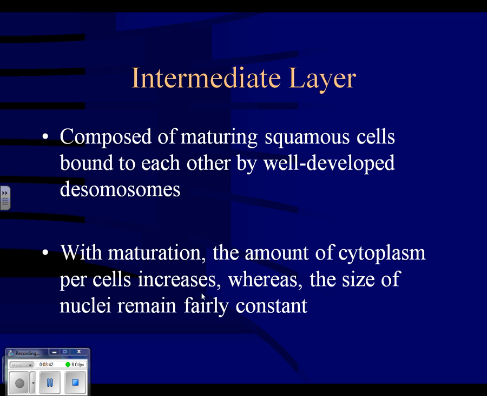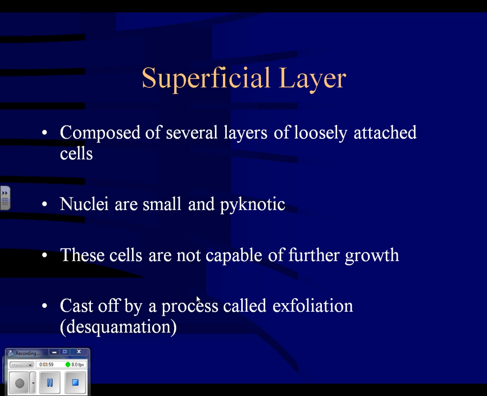With maturation, the amount of cytoplasm per cell increases. The nucleus is fairly constant and even gets a little bit smaller right when it becomes a superficial squamous cell, but the cytoplasm will increase. So you should see a decreasing overall NC ratio as you mature. The superficial layer is composed of several layers of loosely attached cells. The nuclei become small and pyknotic, and then they are not capable of any further growth. Once the nucleus becomes pyknotic, you can't make any more protein, so it makes sense that the cell isn't going to grow any further. And then they're cast off by exfoliation.